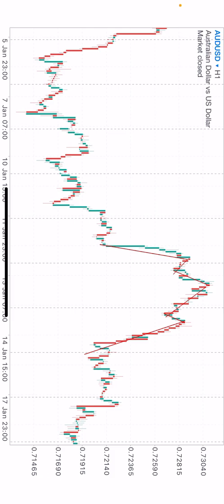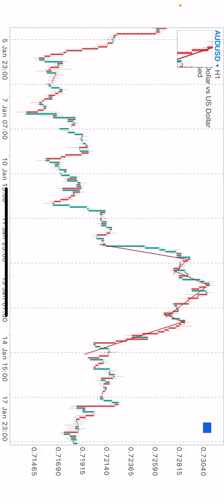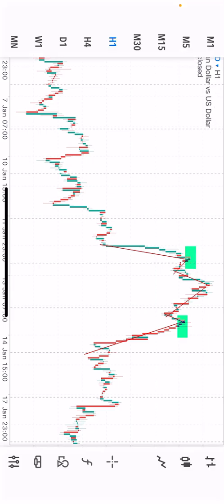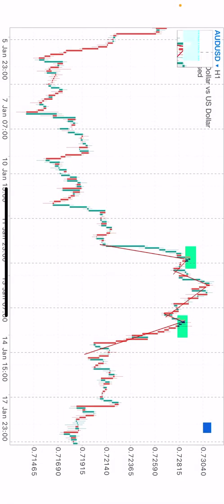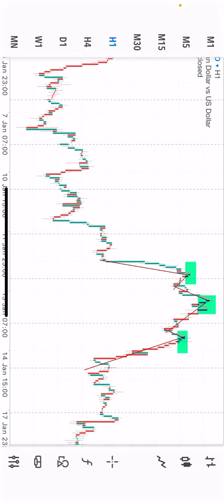So this is it. You call these 2 points your shoulders, your left shoulder, your right shoulder. Then the point at the top is the head. So this is head and shoulder for you.